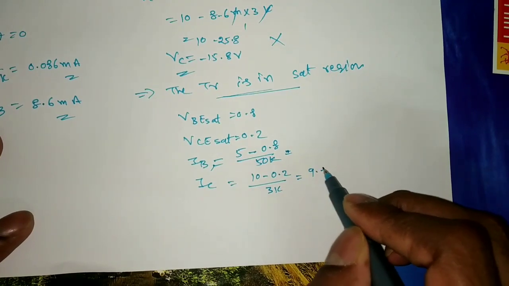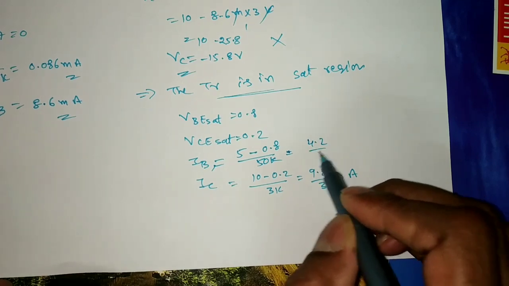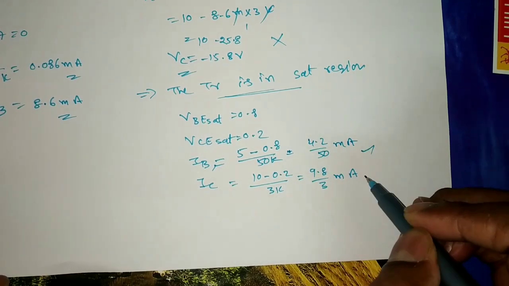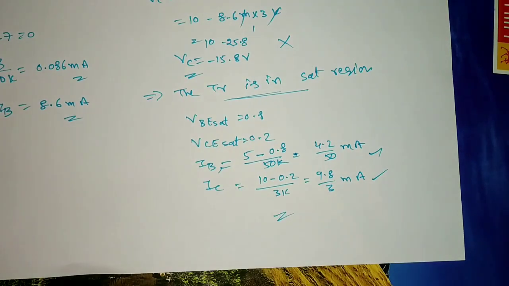So it is 9.8 by 3 milliamps. This is 4.2 by 50 milliamperes. Right, so this is about this question. You see, finally one more question.